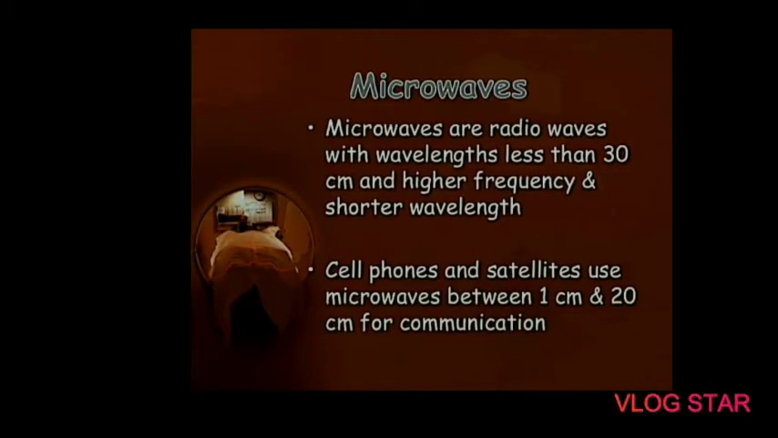The second type of wave is microwave. Microwaves are radio waves with wavelengths less than 30 cm, with higher frequency and shorter wavelength. These microwaves are used in cell phones and satellites, for communication between 1 cm and 20 cm.